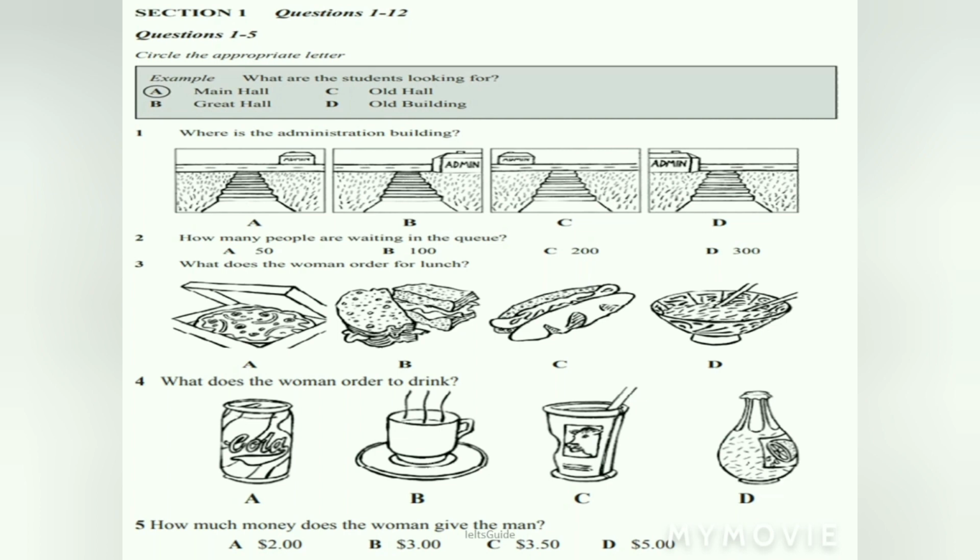The man says he's looking for the main hall too. So A has been circled.